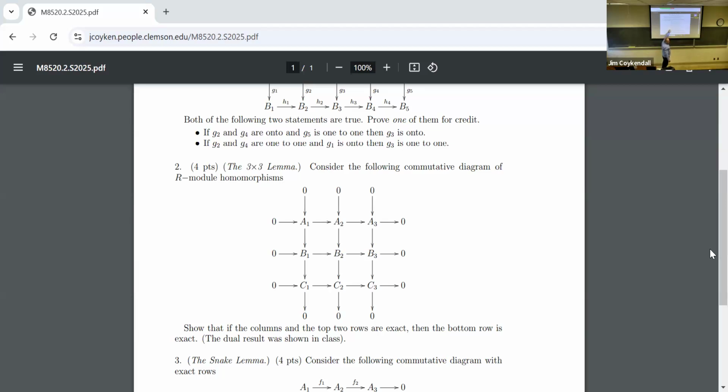I was too lazy to write in the maps, but the columns of these are all exact. So the vertical columns are short exact sequences. And if the top two rows are exact, then the bottom row is exact. The dual result is if the columns are exact and the bottom two rows are exact, then the top is exact. And I'll actually prove that in class, and it'll kind of get the idea, I think.